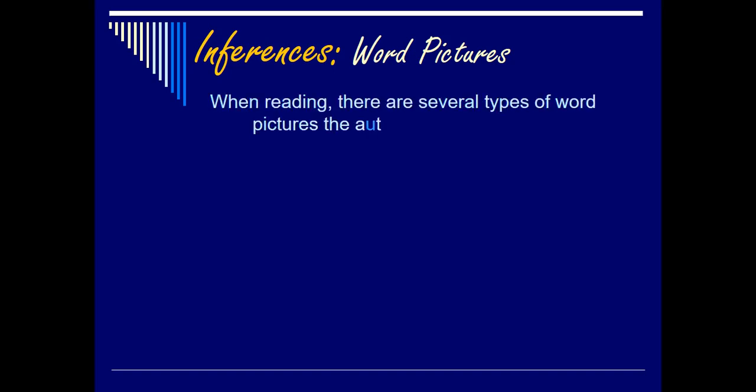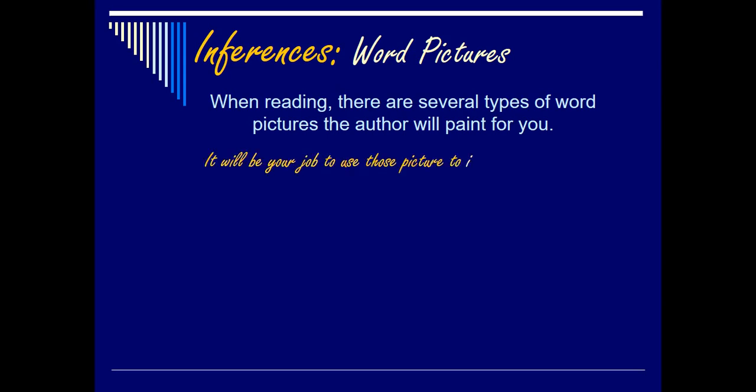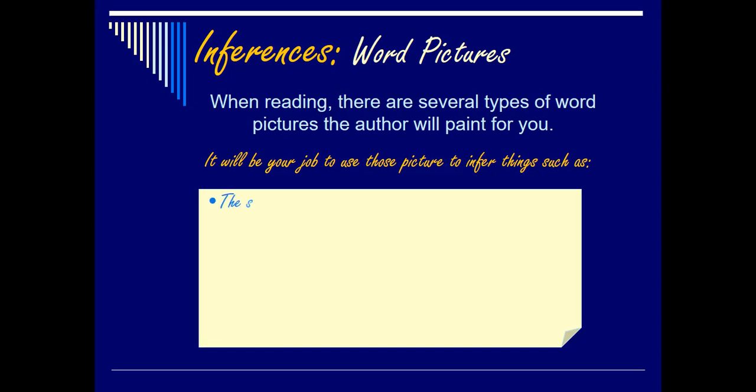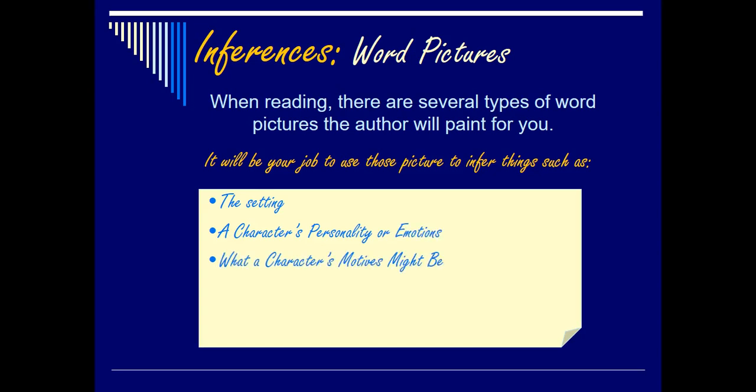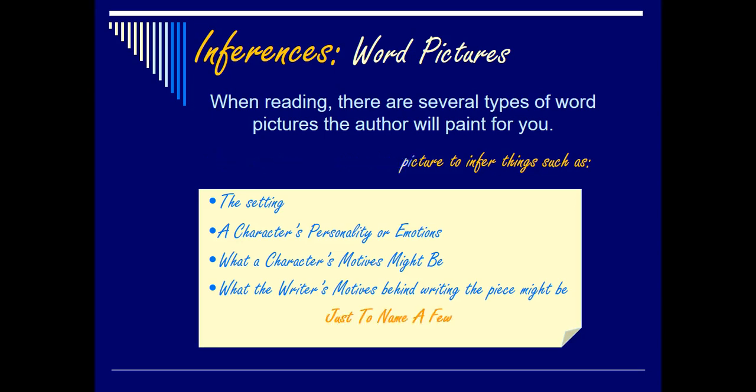When reading, there are several types of word pictures the author will paint for you. It will be your job to use those pictures to infer things such as the setting, a character's personality or emotions, what a character's motives might be, what the writer's motives behind writing the piece might be. And those are just a few. There's even more.